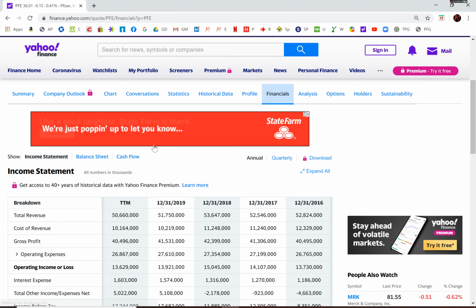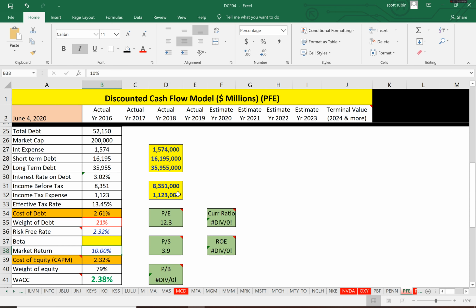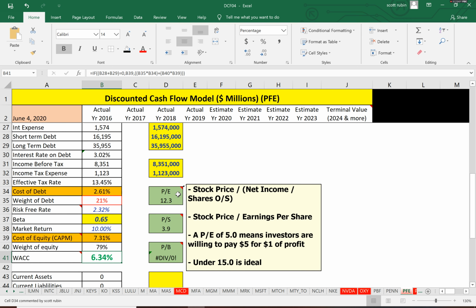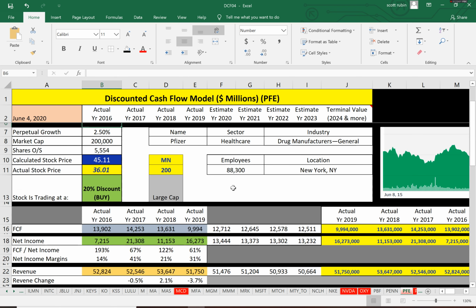Now let's get the cost of equity, and we need the beta for that. And they have a really great beta of 0.65. That's the volatility of the stock. And to calculate the discount rate, it's just a weighted average cost of capital, which is a combination of the cost of debt, 7.3%, and the cost of equity, 2.6%. And that's the discount rate we're going to use to apply to the future cash flows.